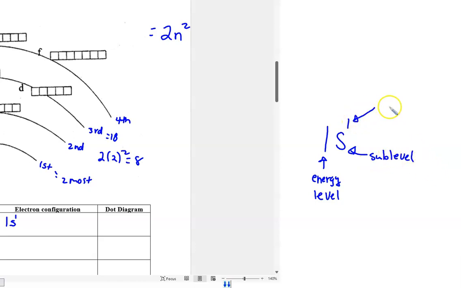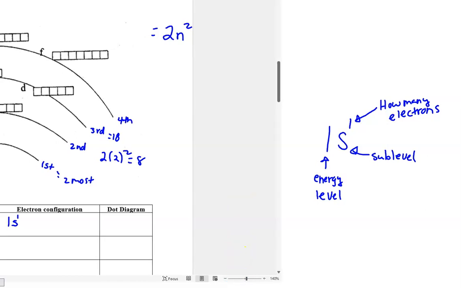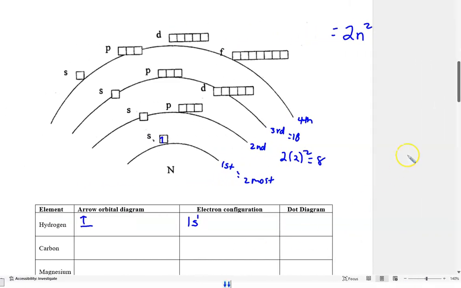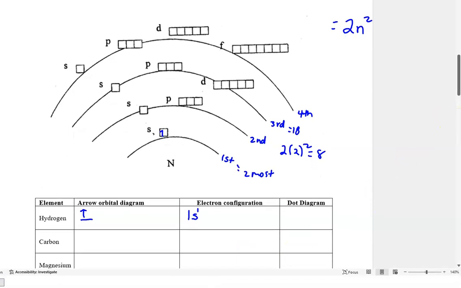And then this number is how many electrons. That's what we're going to see. And for s's, that number can never be bigger than 2. Okay, so we'll come back to dot diagram on another video, so we're just going to leave it there for that. So there's hydrogen.